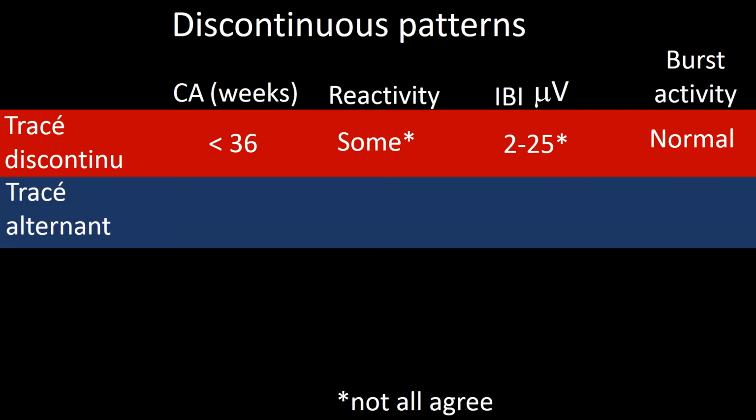Tracé alternant is usually present between 36 and 44 weeks. Is reactive. The interburst interval amplitude is more than 25 microvolts. Again, some do not agree with this number. The activity during the burst is appropriate for age.